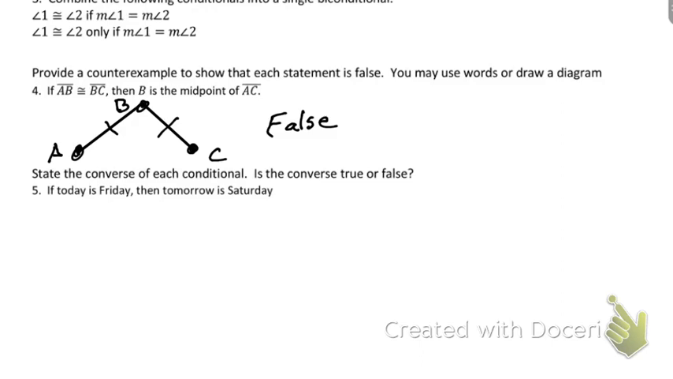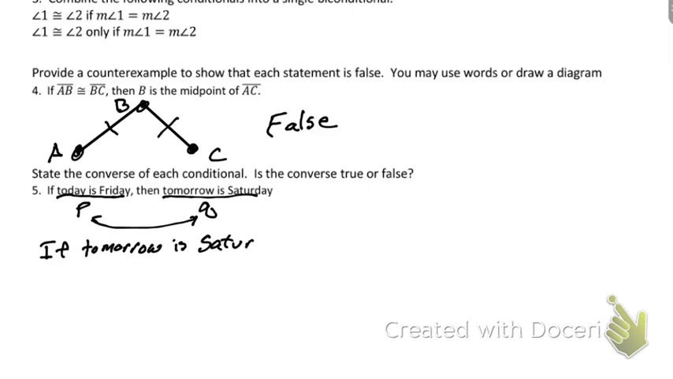All right, number 5 says to write the converse of the conditional and state whether it's true or false. Can someone come up with the converse for me of this one? I'm looking for the converse of this statement. Yeah, thank you. If tomorrow is Saturday, then today is Friday. Perfect. You just take your hypothesis and your conclusion, and you flip them. So if tomorrow is Saturday, then today is Friday.